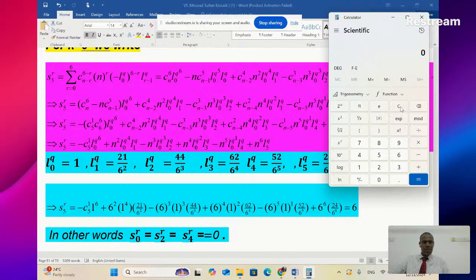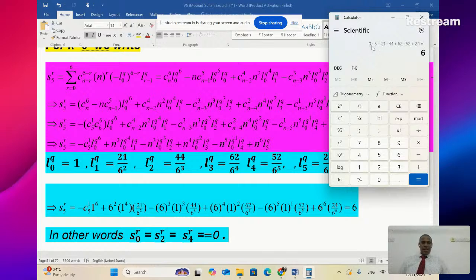So this one, learners, is going to be equal to 6. Just again, we have negative 5 plus 21 minus 44 plus 62 minus 52 plus 24. This one is equal to 6. Okay, so this one is equal to 6.